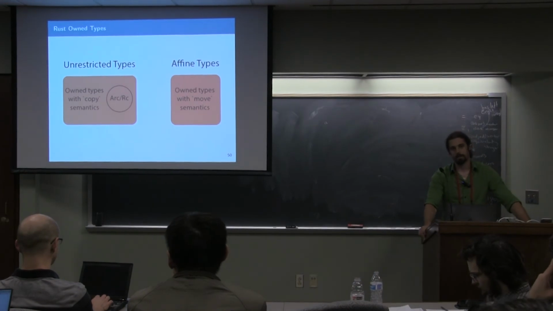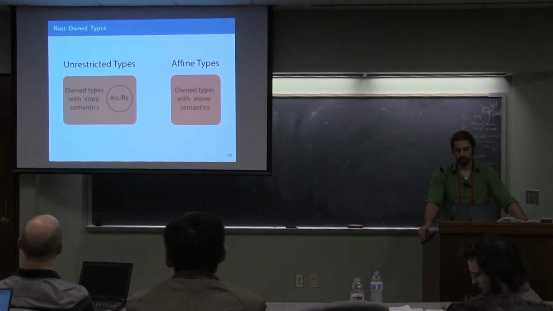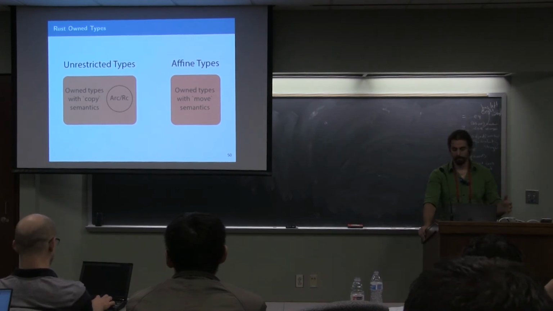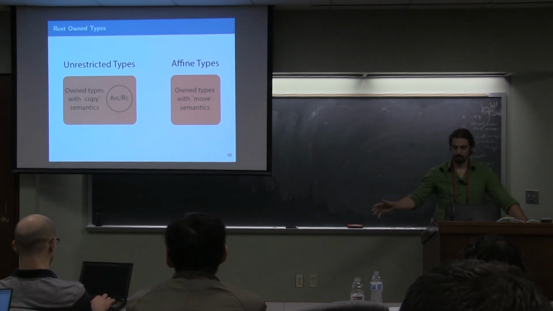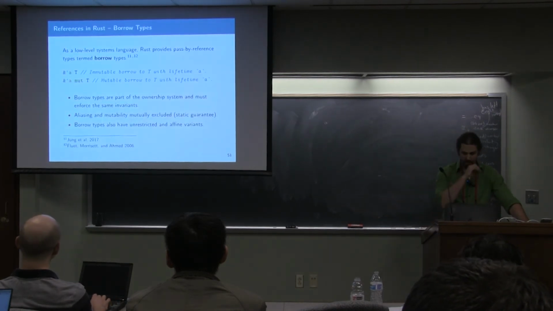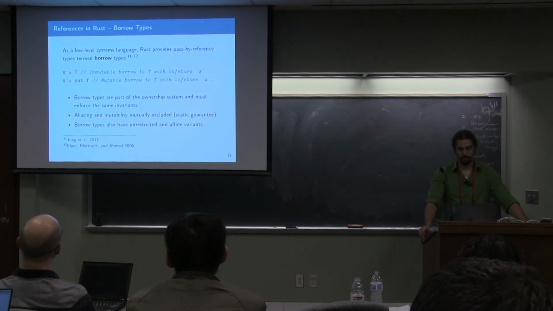So just to summarize what we've been talking about so far with the Rust owned types, we have these unrestricted types, and that's all owned types with copy semantics. And there's also a few reference counting primitives, Arc and Rc, which allow for shared ownership, and so they're unrestricted as well. And then you have the other class of affine types, and these are the owned types with move semantics.